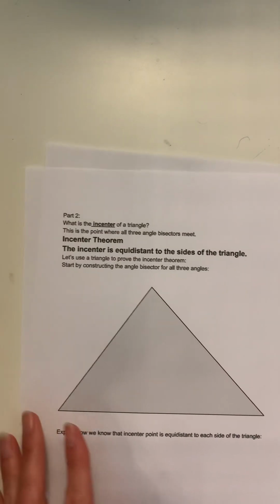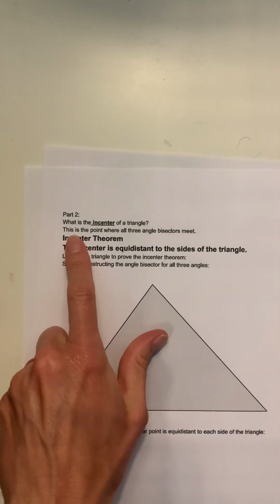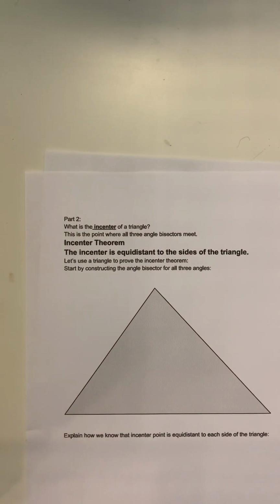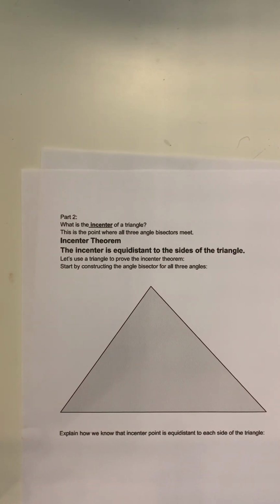The next thing we learned today is what is an incenter. What's the difference between the circumcenter and the incenter? Okay, so remember, circumcenter is where the perpendicular bisectors meet, and it is equidistant to the vertices. Now, incenter is the point where all the angle bisectors meet. So we're going to try the same thing. We're going to find the incenter on this triangle.